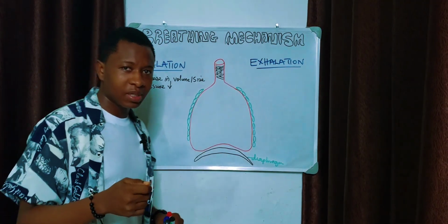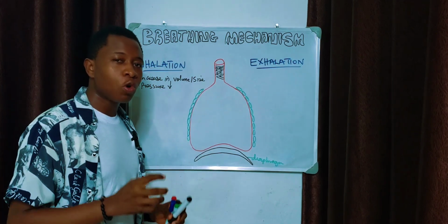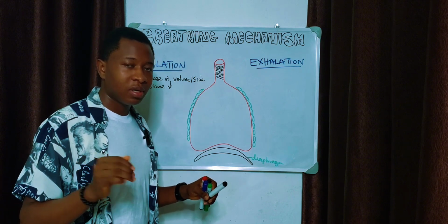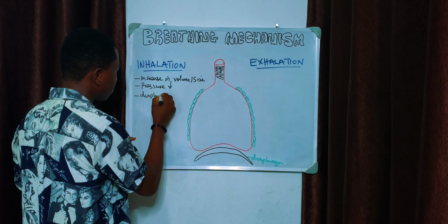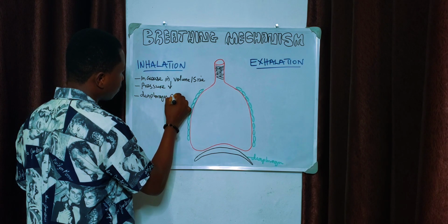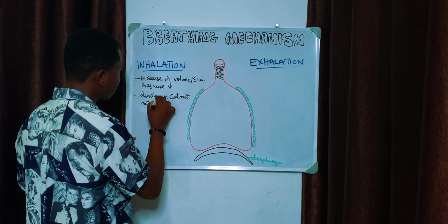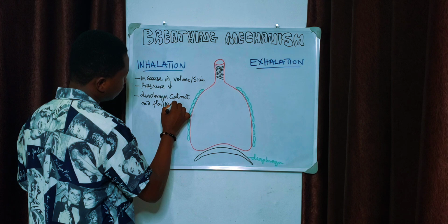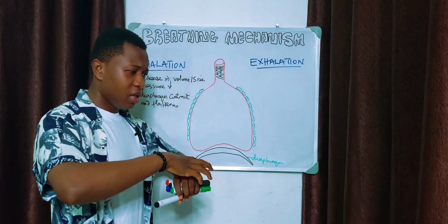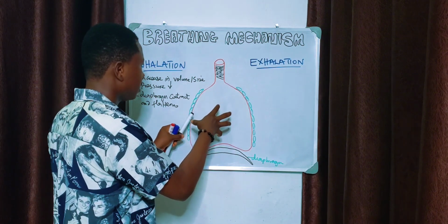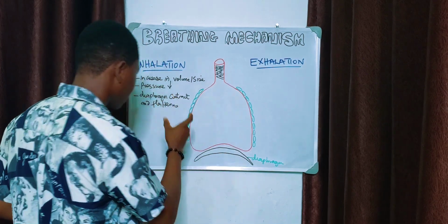And the next thing that happens is that the diaphragm, which is a muscular sheet, contracts and flattens. When this happens, the volume inside the chest is increased. So that's the third thing that happens.